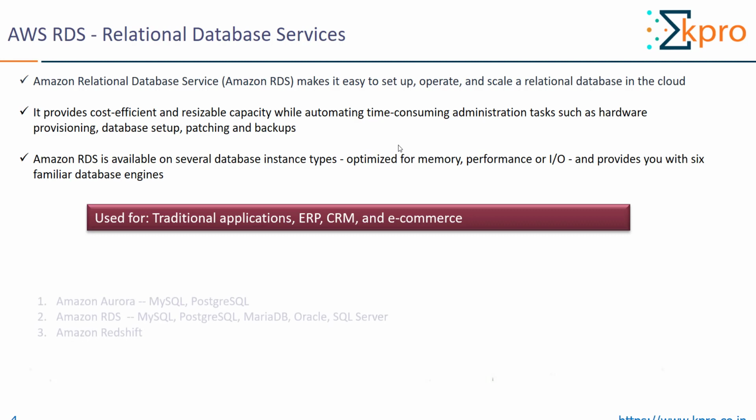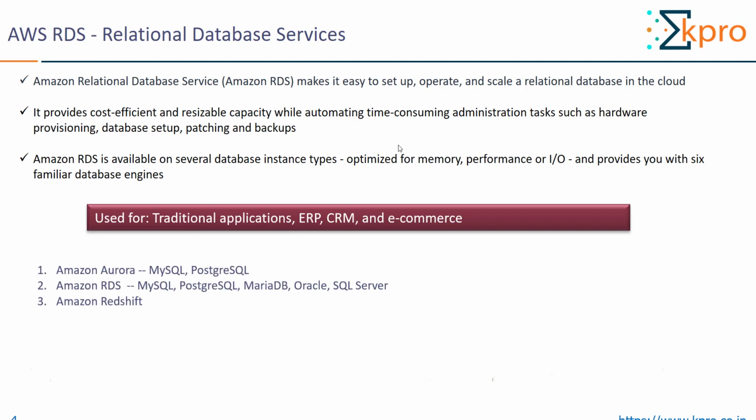Now there are three terms that will come up when you discuss the relational database service. AWS provides three options here. The first one is Amazon Aurora. Amazon Aurora is an AWS-provided database. Actually, it's not just a database service, it's a database which is very similar to MySQL and PostgreSQL.